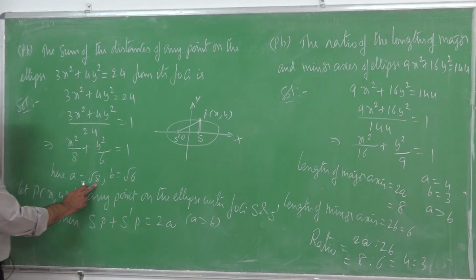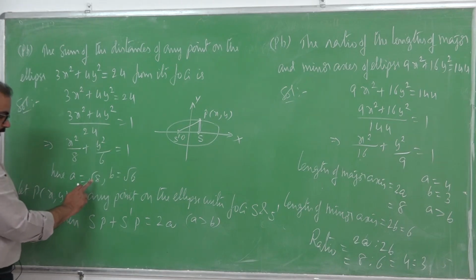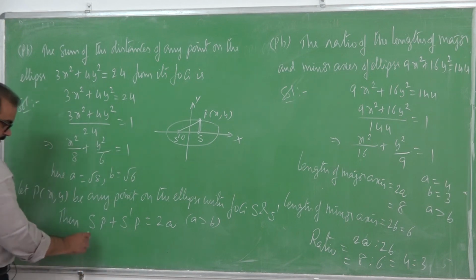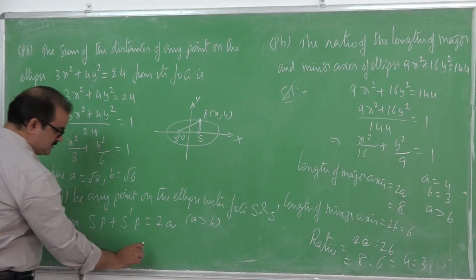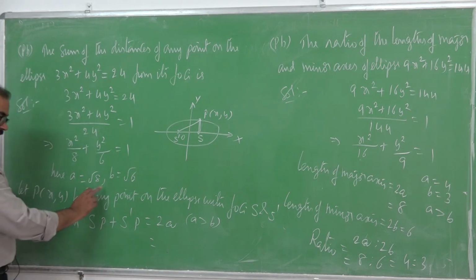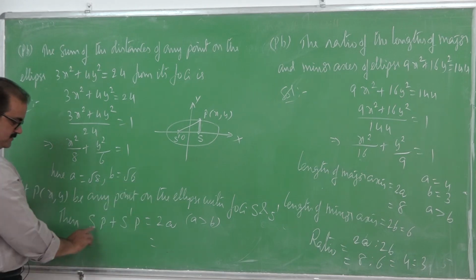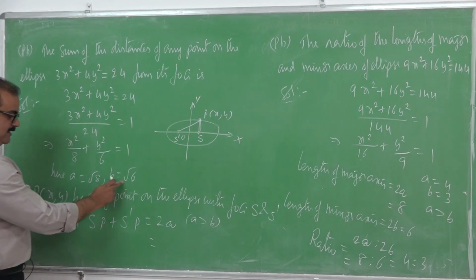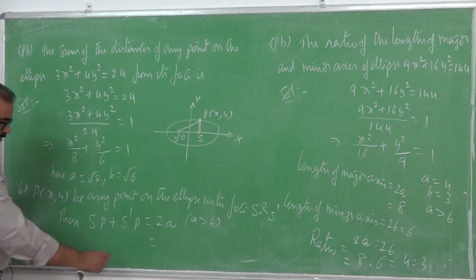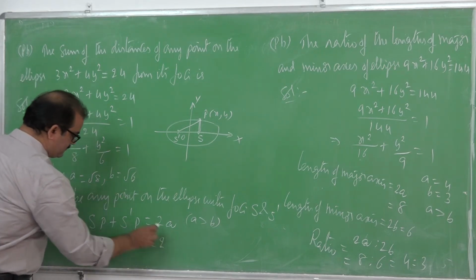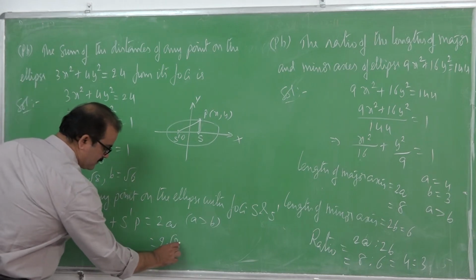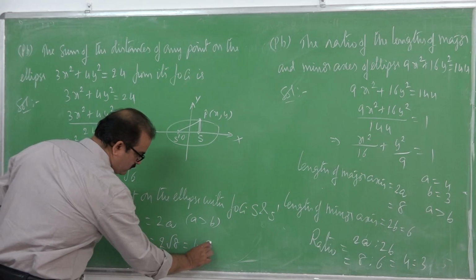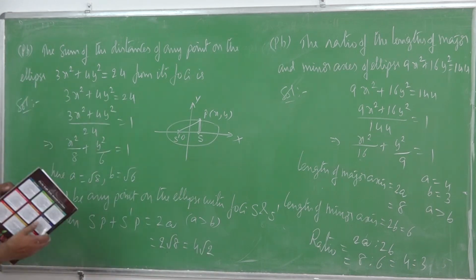Here clearly A is greater than B. The value of A is greater than the value of B. So SP plus S dash P is equal to 2A. If A is less than B, then this formula becomes 2B. Here clearly A is greater than B. What is A value here? Root 8. Root 8 is taken as 2 root 2. 2 into 2, 4. So 4 root 2.